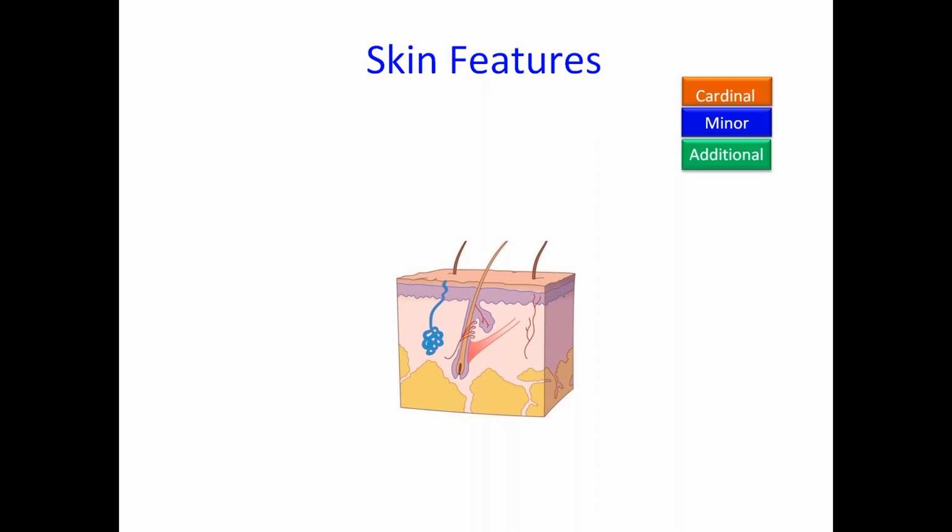So what do we see in the skin in patients with Ehlers-Danlos syndrome? Well, I've labeled cardinal, minor, and additional. Cardinal means the features that really most, if not all, patients get with EDS. So we see this hyperextensible or stretchy skin, very characteristic, soft and doughy, particularly if you have classical EDS, more subtle with hypermobile EDS, but still there.